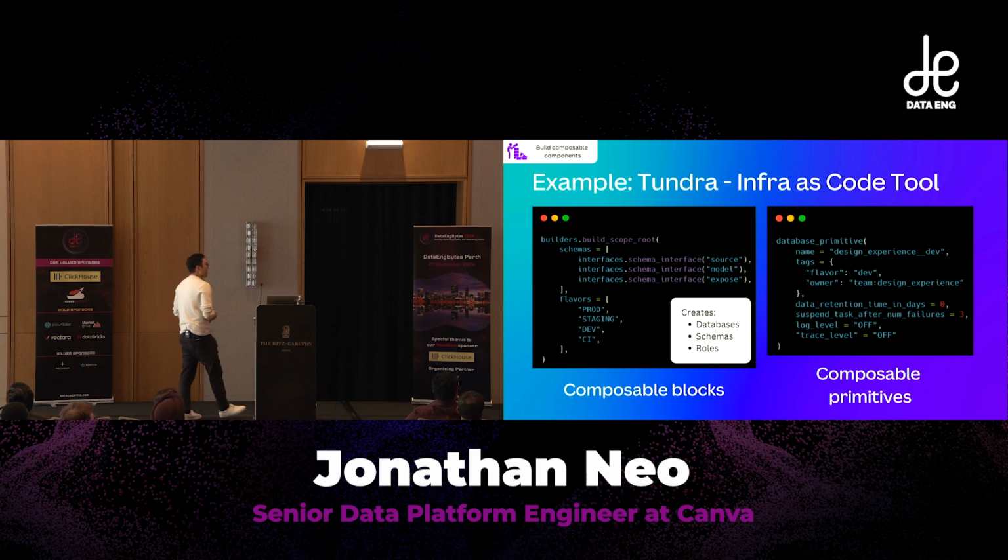So the way we've done it at Canva is that when we designed an infrastructure as code tool, we created this IAC tool called Tundra, which we use to provision resources inside of Snowflake. There are things like Terraform and so on, but we decided to build something from scratch. When we built that tool, we created primitives within the tool. So things like we want to create a database, or a schema, or a role or a user. We created those primitives first.